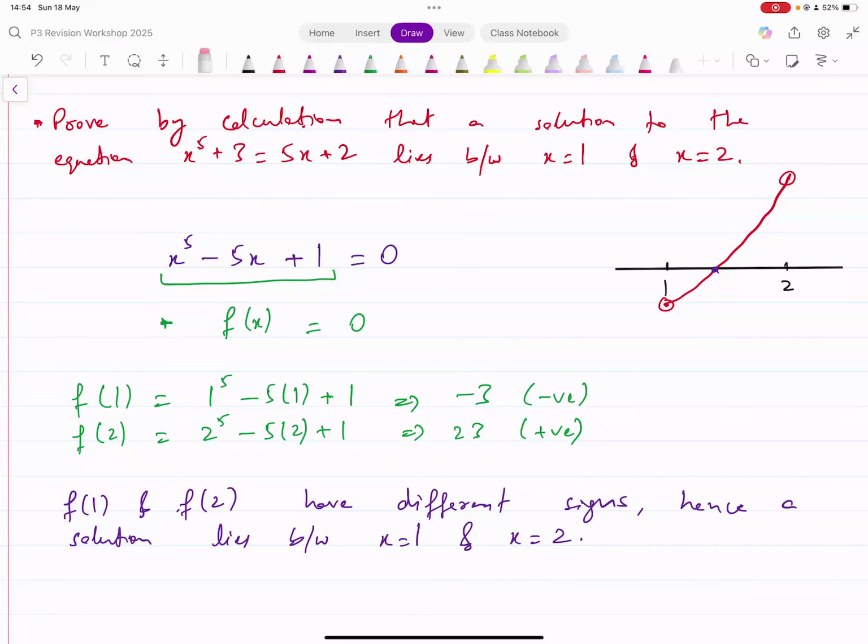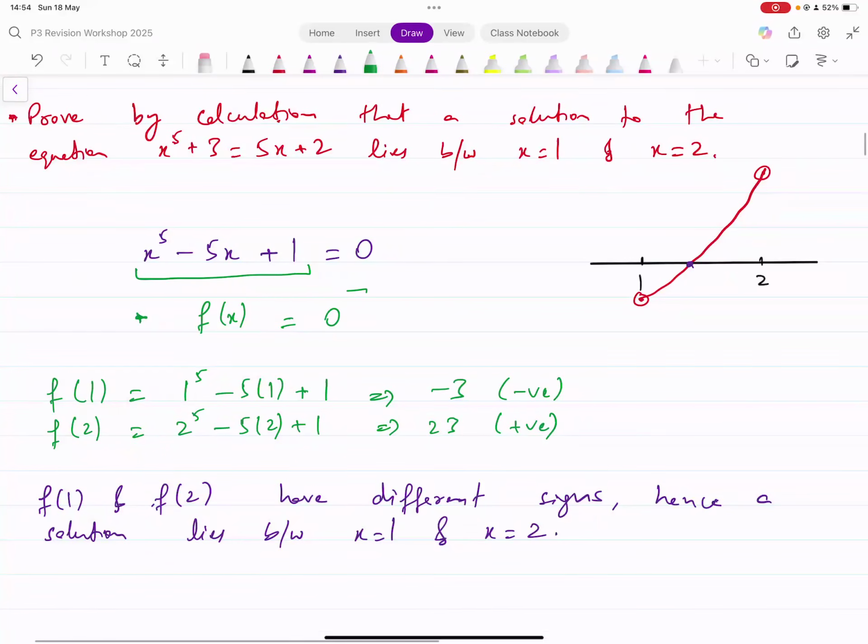First of all, we have to bring all terms to one side so that the equation becomes in this form: f of x equal to 0. You have all terms on one side, only 0 on the other side. So the first thing you have to do is convert your equation to this form. Everything on one side, only 0 on the other side.